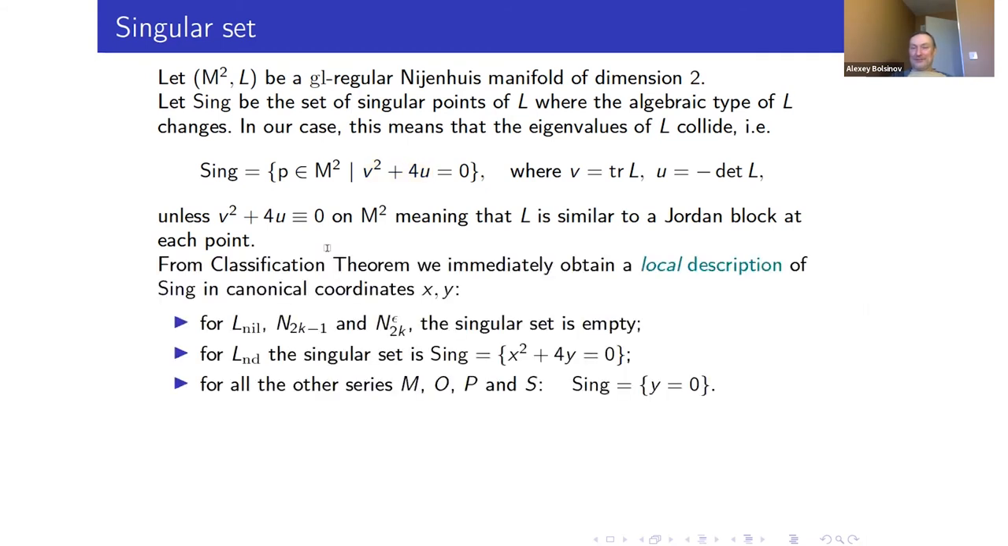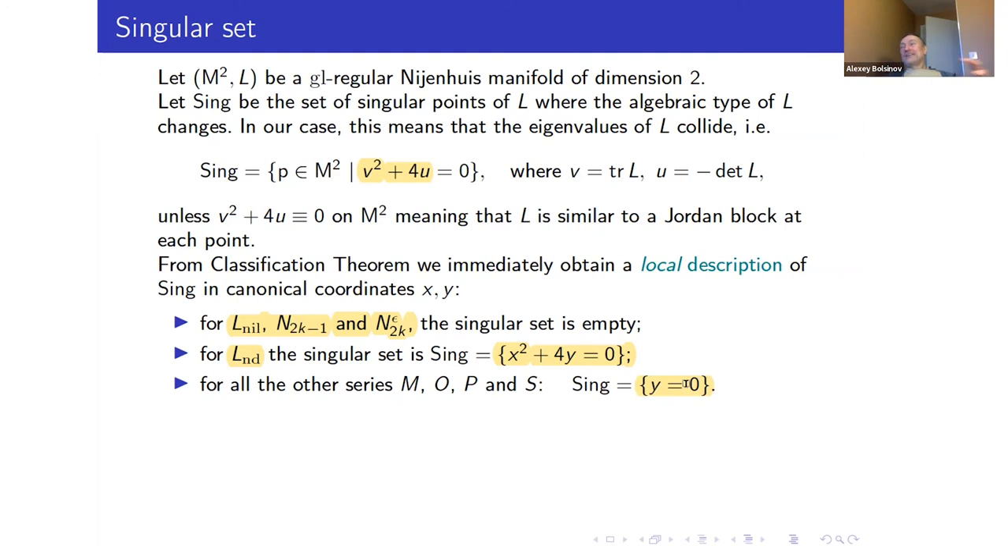And if you see what happens in all the cases, then you will see that some of them, which correspond to just Jordan blocks, the discriminant is zero, but it is identically zero. It's okay, so it's not singular. We have a Jordan block everywhere. For the non-degenerate situation, the singular set is a parabola, given by the formula. And for all the other cases, this is just a straight line, y equals zero. It's trivial, but it already gives us some information.